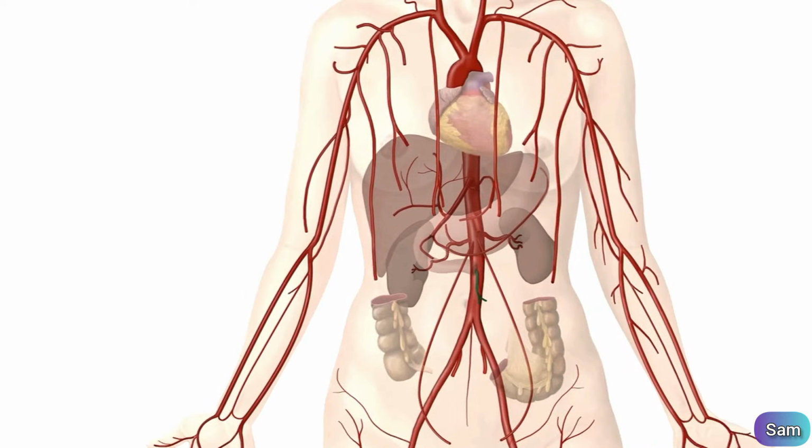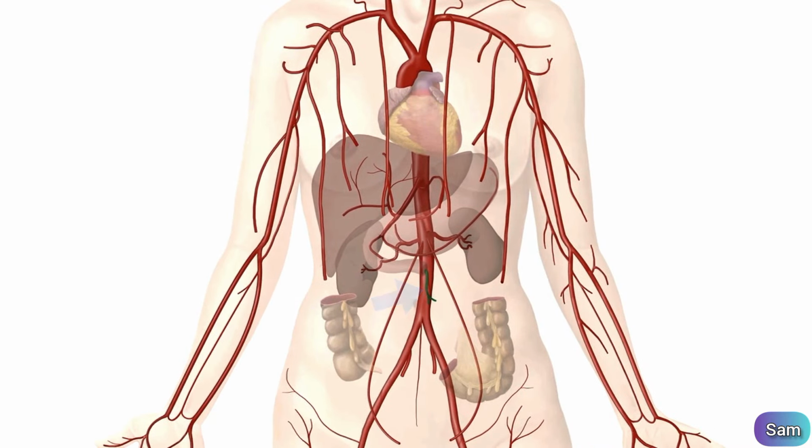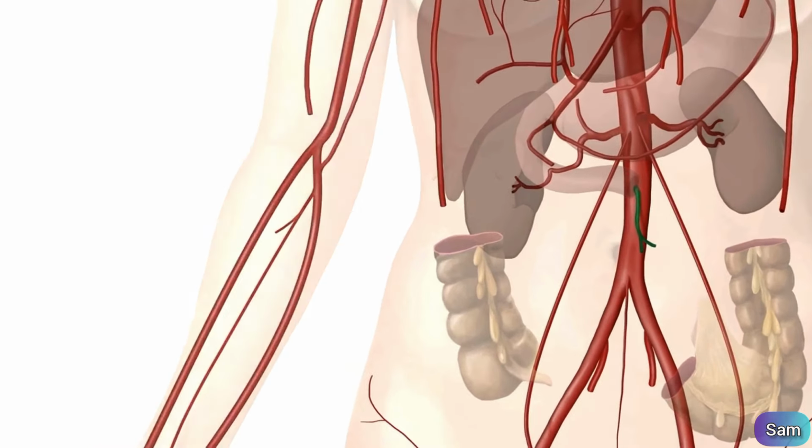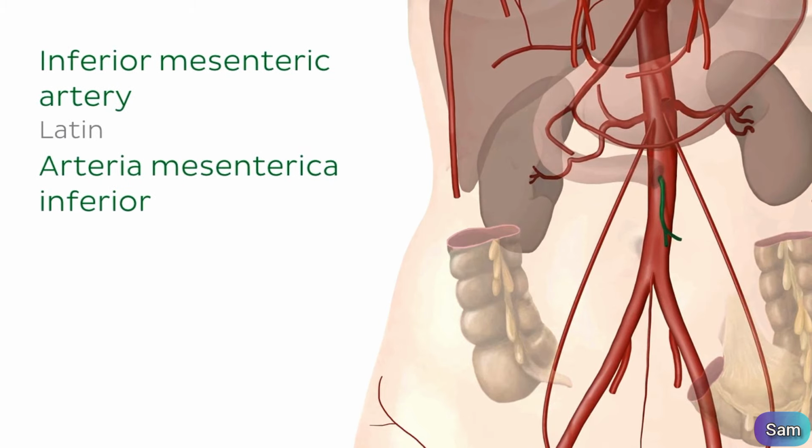The next artery we're going to be looking at today is located just here and is known as the inferior mesenteric artery, which is the third unpaired artery that arises from the anterior aspect of the abdominal aorta just here. And this is around about at the level of the third lumbar vertebra, L3. It's also inferior to the gonadal arteries that we just saw, which arise from here.